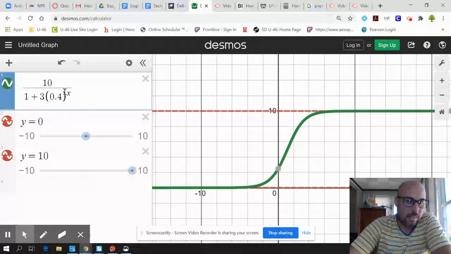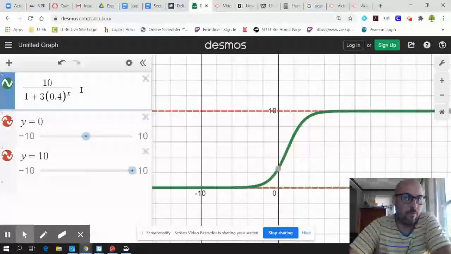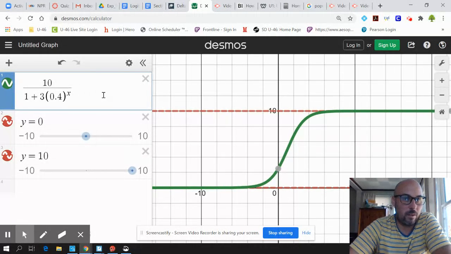It kind of behaves like an exponential, but it is not an exponential. You can't take 0.4 to the x and then do a bunch of transformations and get this. It just won't happen, but it's kind of related to it. But it's its own function. So in this unit we have three functions: exponential, logarithmic, and then this logistic.